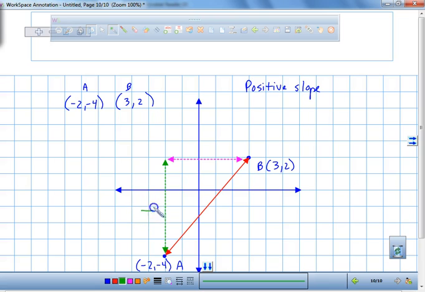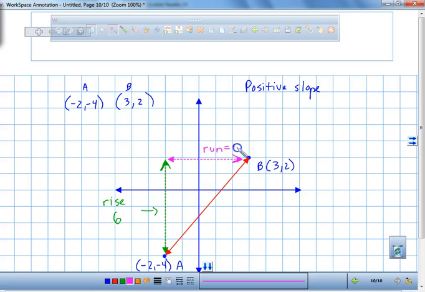What do we call when it goes up? We call that the rise. What do we call this section from left to right? We call that the run. You can clearly see it's going up, which is positive. We can clearly see that it's going to the right, which is also positive. How much does it go up? 1, 2, 3, 4, 5, 6. How much does it run? 1, 2, 3, 4, 5.